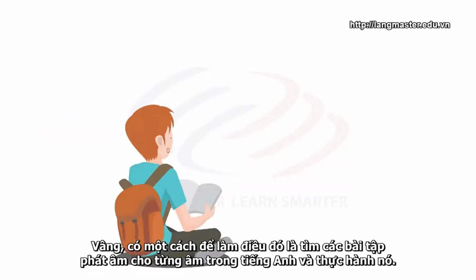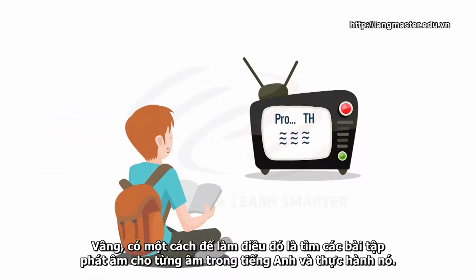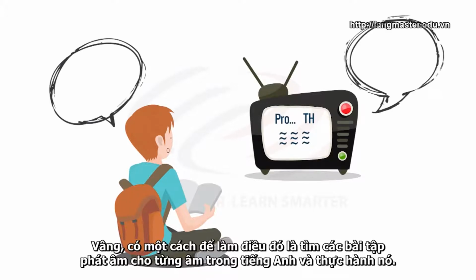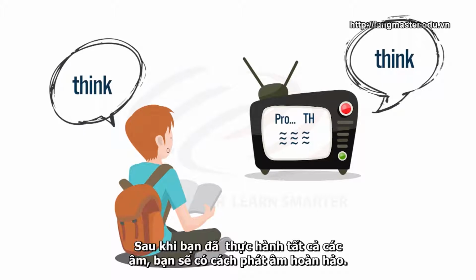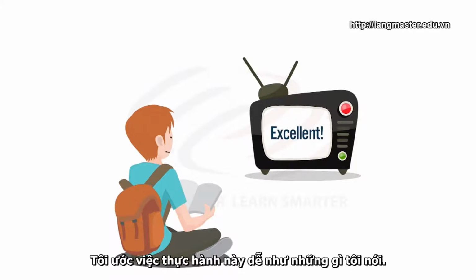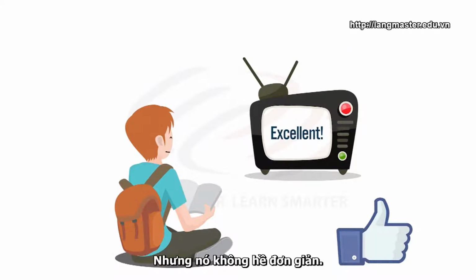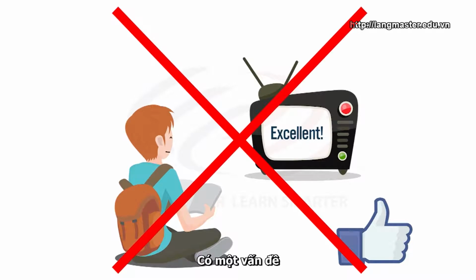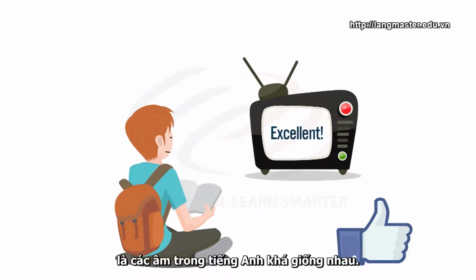Well, one way to do that is to find some pronunciation exercises for each sound in English and just practice. After you've practiced making all the sounds, you will have the perfect pronunciation. Now, I really wish it were that simple, but it's not. There is a problem. And the problem is the sounds in English are very similar to each other.